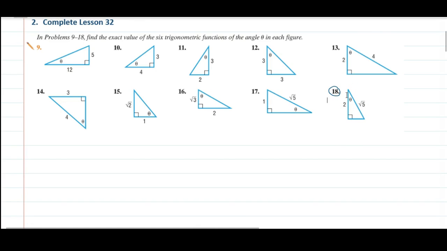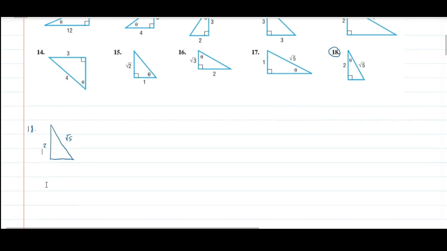All right, so number 18, here is the root of 5, here is 2, and if we want to figure out what this side right here is, just use the Pythagorean theorem. So the smaller side, when you use the Pythagorean theorem, that's going to be the root of 5 squared, which is 5, minus 2 squared, which is 4. So 5 minus 4 is 1, and the square root of 1 is 1. So this right here is 1.